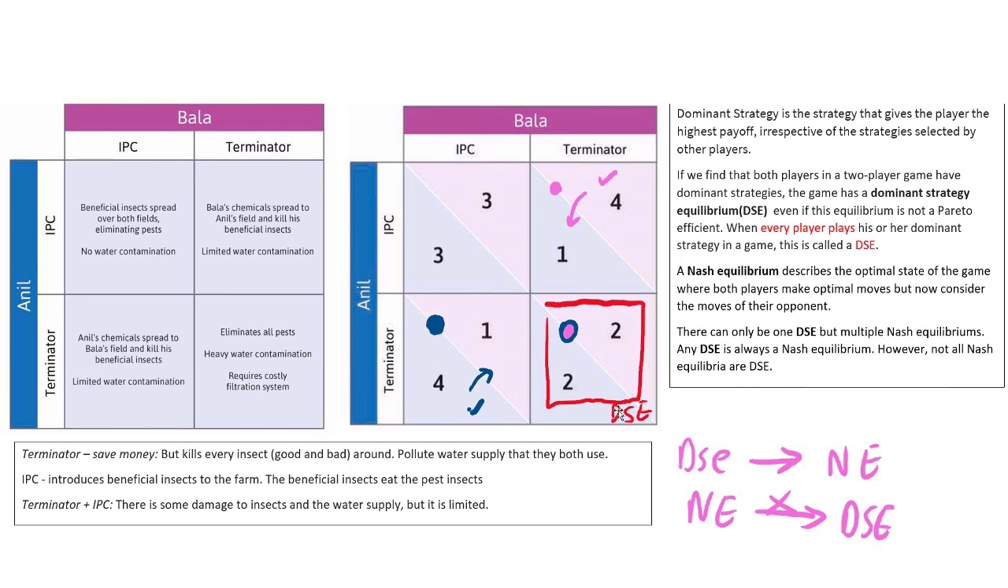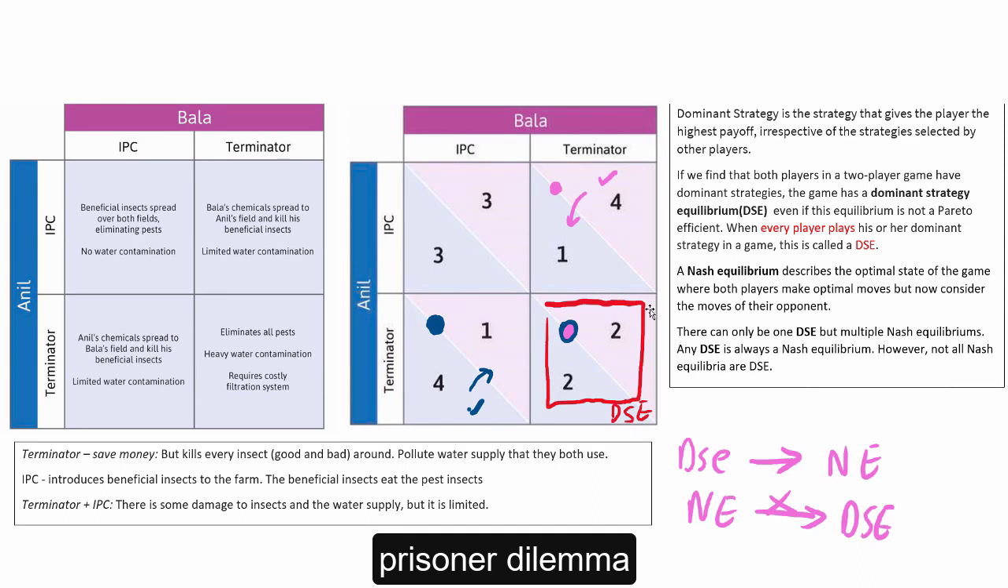In this example, 2-2 is called a prisoner's dilemma. In this situation, this is known as prisoner's dilemma. In our game, Anil and Bala each receive a payoff of 2, but both of them would be better off using IPC, because IPC gives the payoff of 3 and 3 respectively. The predicted outcome is therefore not the best feasible outcome, okay?